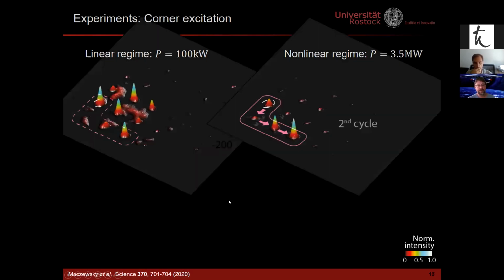And light also goes around the corner. So in the linear regime, you see just spreading if this waveguide is excited. But if you go to the nonlinear regime, you really see how the light goes down and goes around the corner. It's exactly what you expect from the photonic topological insulator.